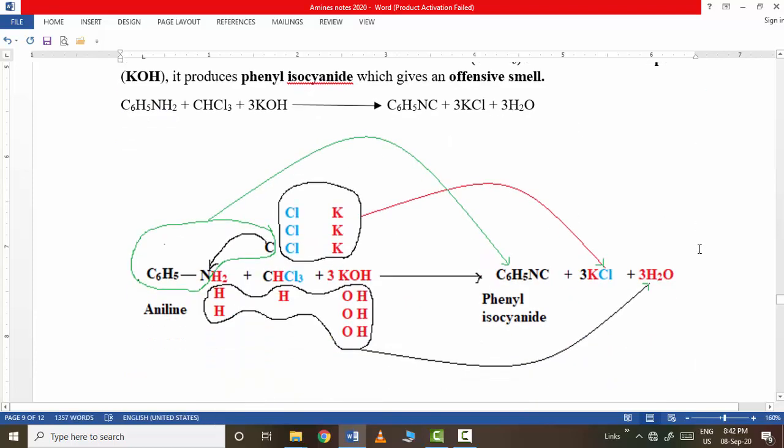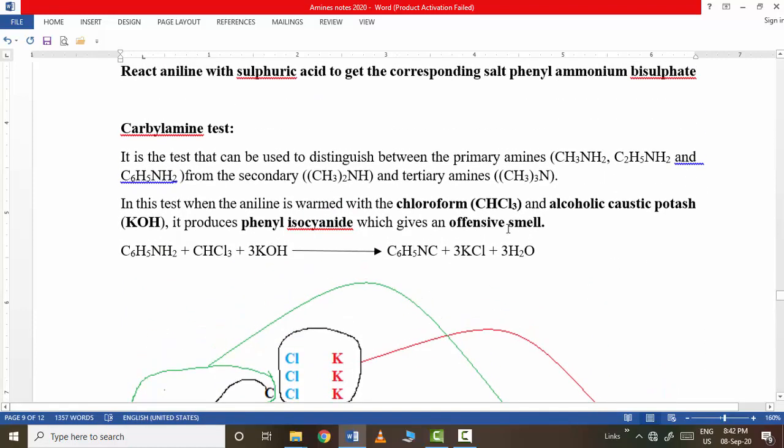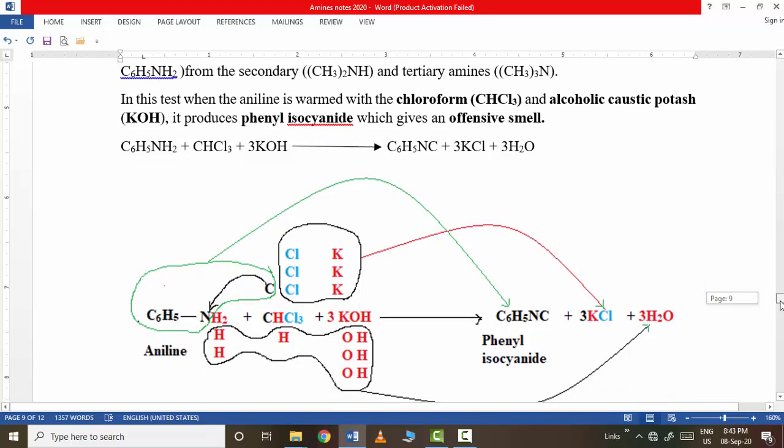So once again, in the carbolamine test, when the aniline is warmed with the chloroform and the alcoholic caustic potash, it produces phenyl isocyanate, which gives an offensive smell. If you don't want to write alcoholic caustic potash, you can simply write potassium hydroxide. This is the general reaction. This is your aniline reacting with the chloroform and the alcoholic potash to form the phenyl isocyanate, which gives an offensive smell, and then 3 molecules of potassium chloride and 3 molecules of water.